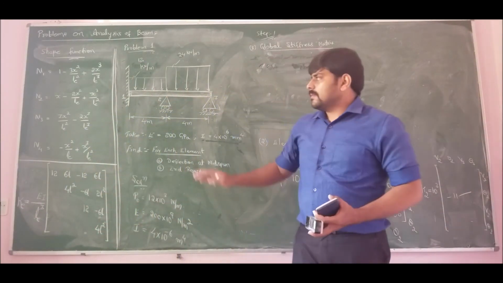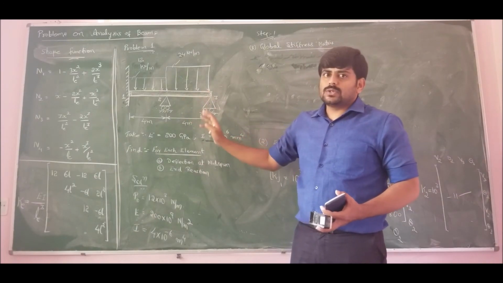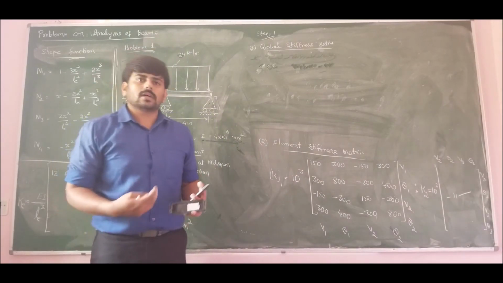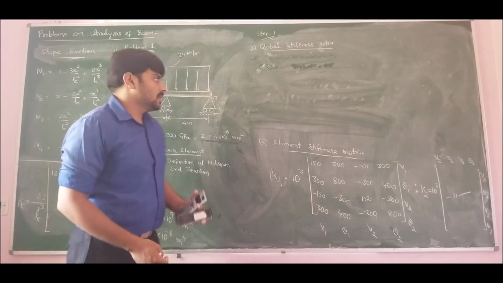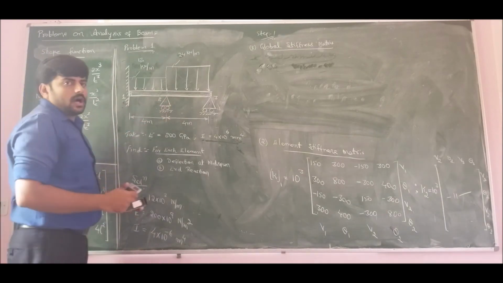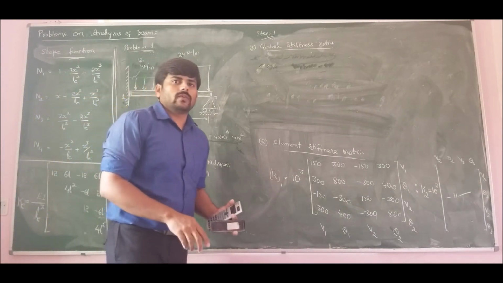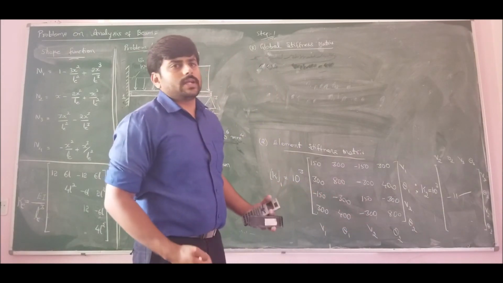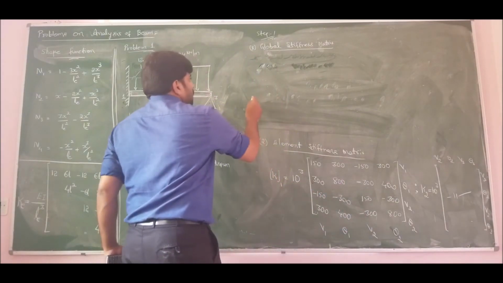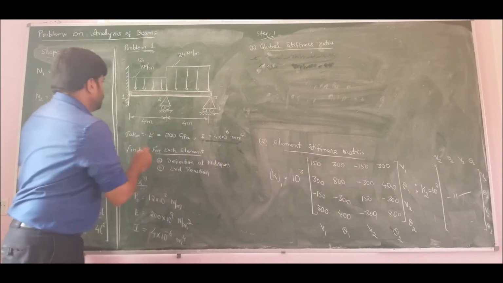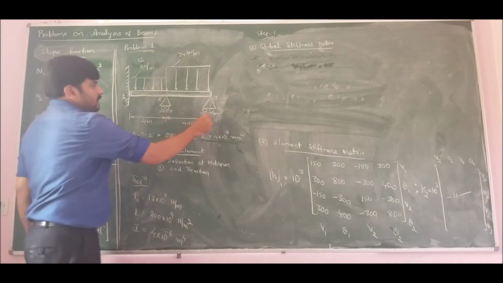But for this problem, the number of degrees of freedom for each node is 2. So therefore, the order of the global stiffness matrix is 2n cross 2n, where n is the number of nodes. The number of nodes for this problem is 3. So therefore, the order is 6 cross 6, where the 6 is nothing but the number of unknowns which we are going to determine. So the field variables are v1 theta 1, v2 theta 2, and v3 theta 3.